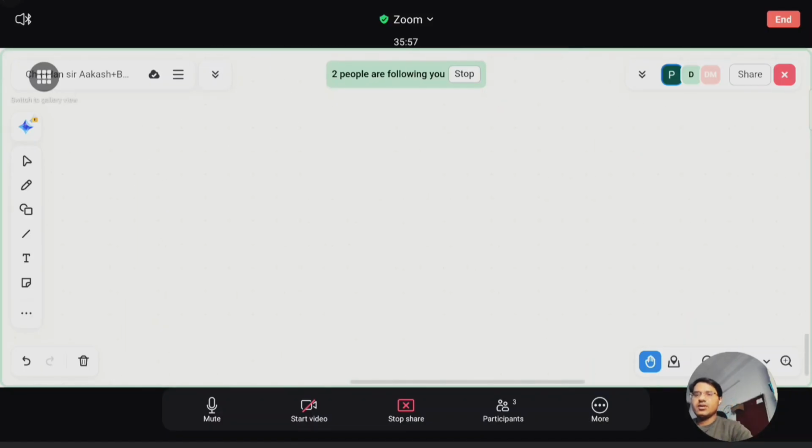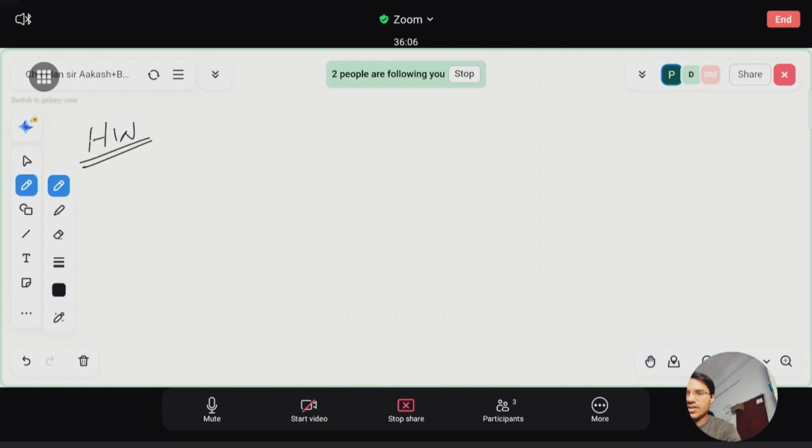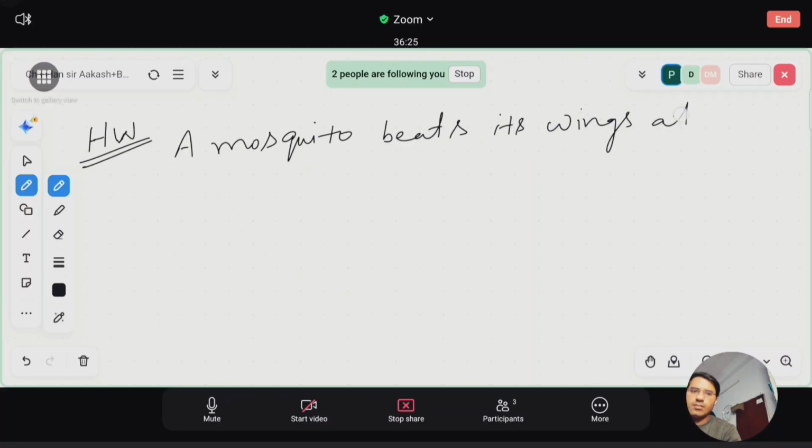Now, this should be the homework for you. Please write it down. You can complete it and tell me in the next class, or you can send me on the WhatsApp also if it is done. A mosquito beats its wings at 600 hertz. Deepika, what is given?